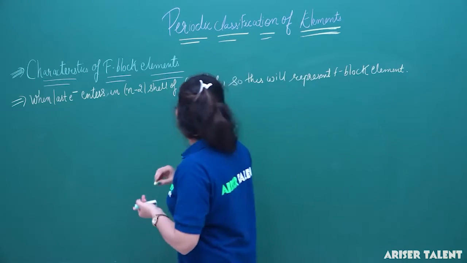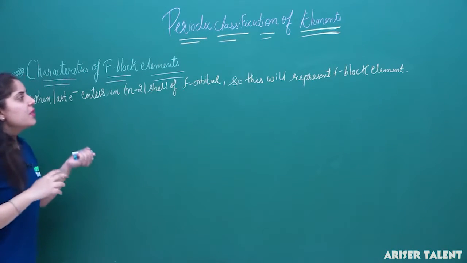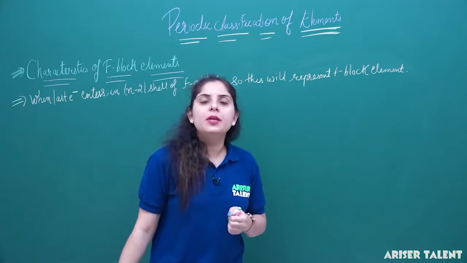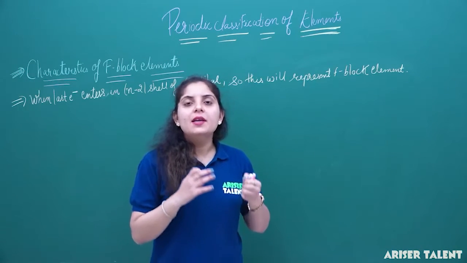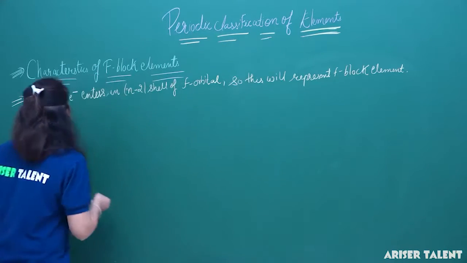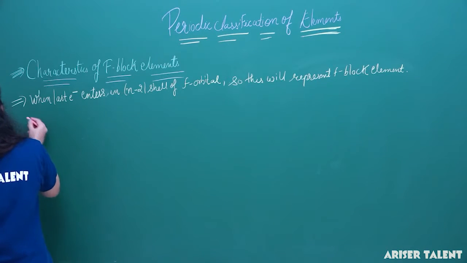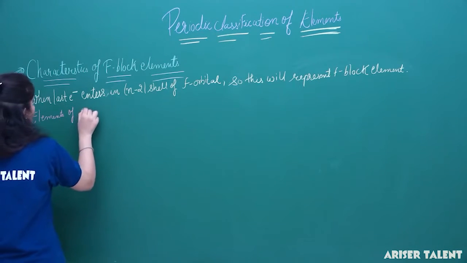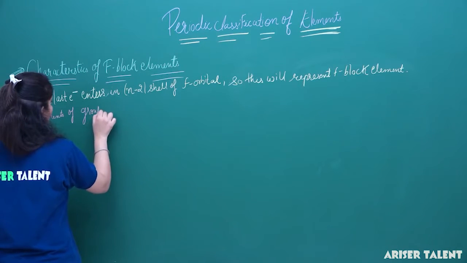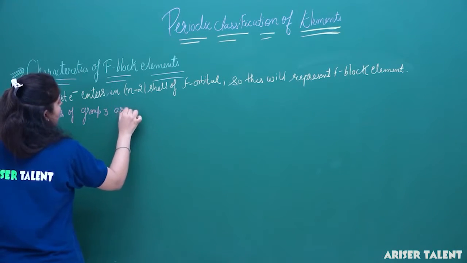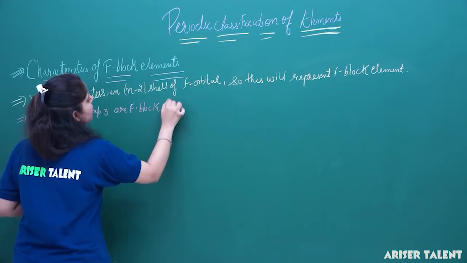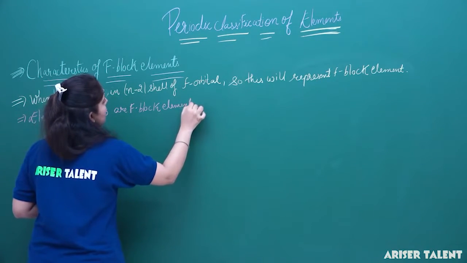Now, what will happen next? The elements that belong to group third in the periodic table are usually the F block elements. So, elements of group third are F block elements. This is another specification for F block elements.